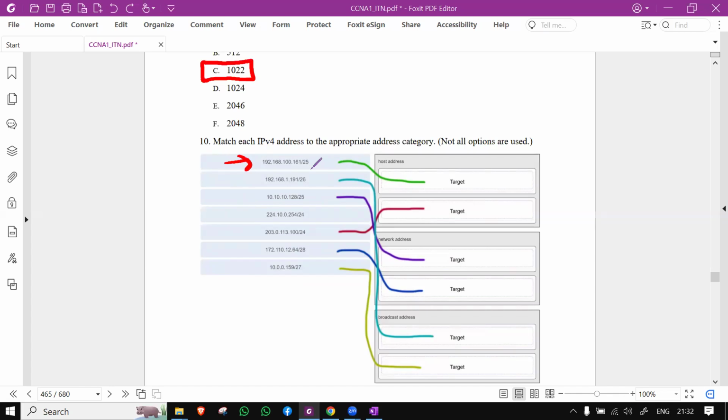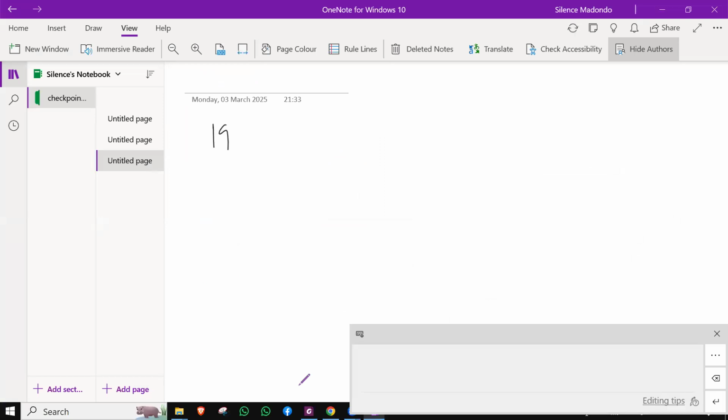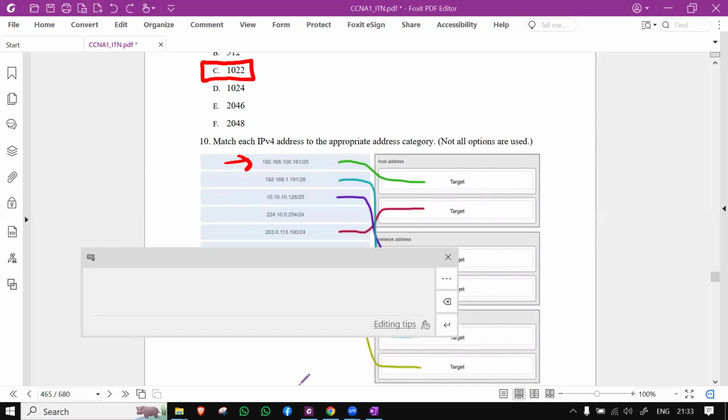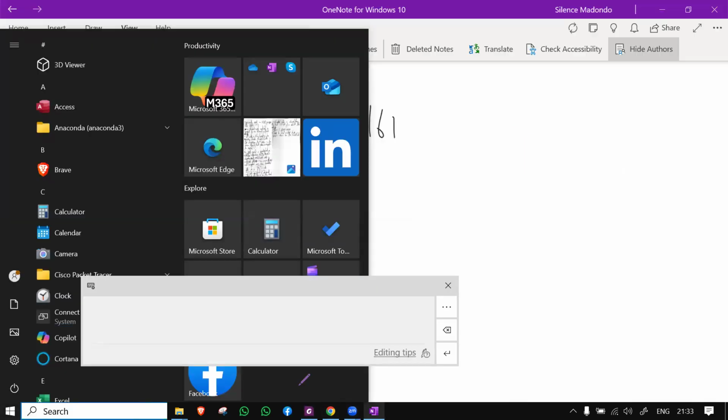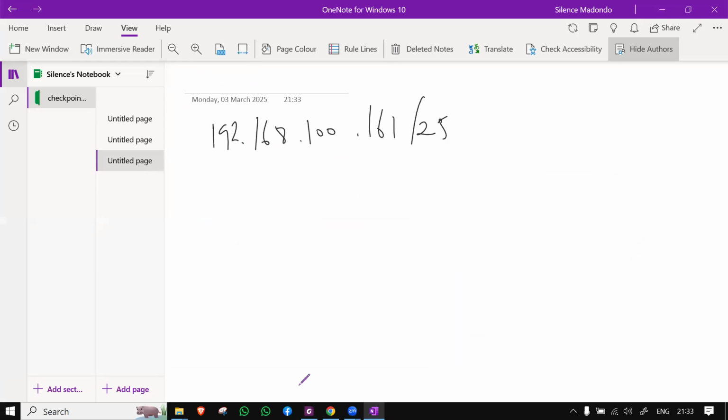So if our subnet mask is /25, /25 means the first 25 bits are used for the network portion, all ones. So this 192 remains the same. We explain using that one, and for the rest, we don't explain anything. For this one, I saw 192, 168, 161, and 100/25. Identify if that is a network or a host address.